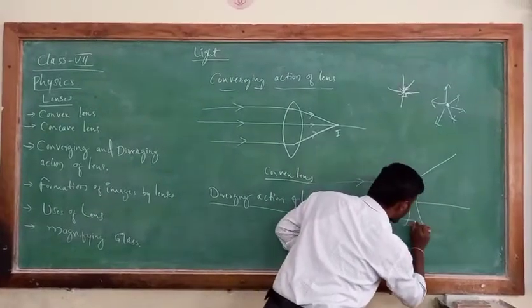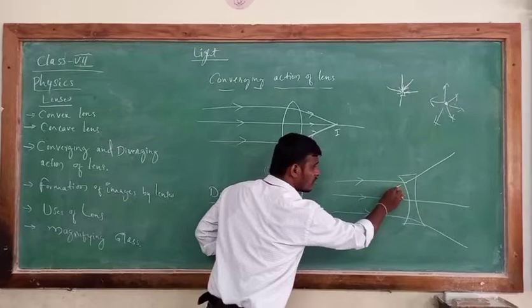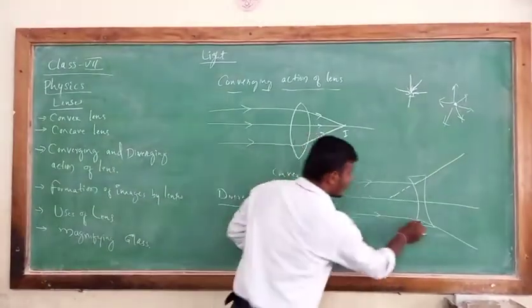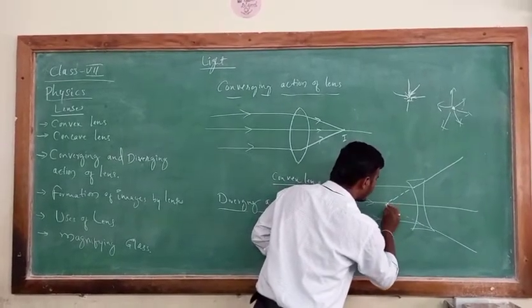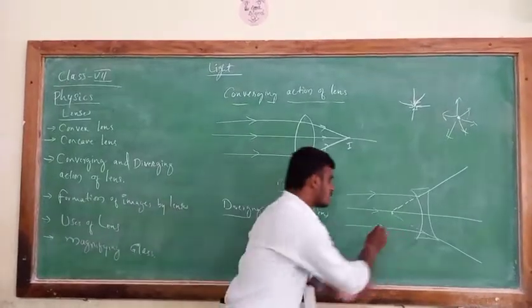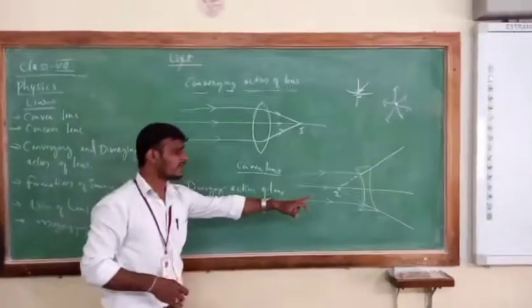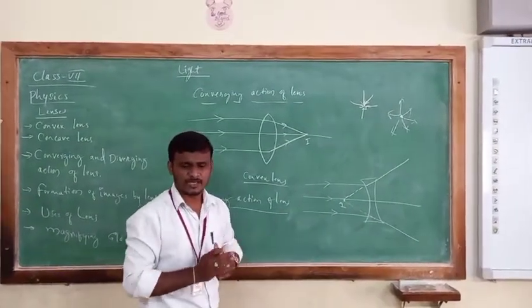It moves away. Right? When we retrace these refracted rays, the image is formed in front of the lens. The image is formed in front of the lens. Here refraction takes place. Refraction means bending of light.